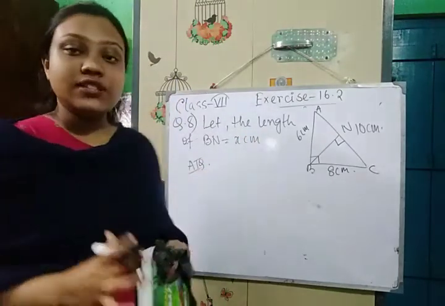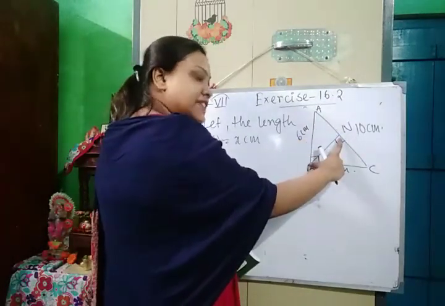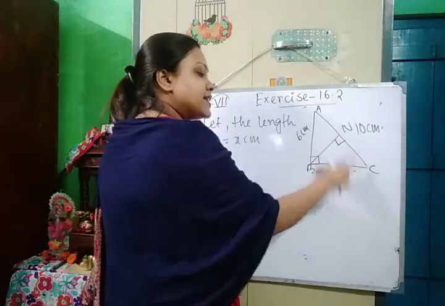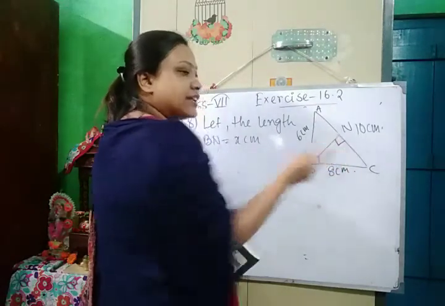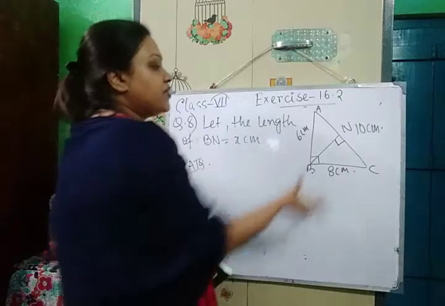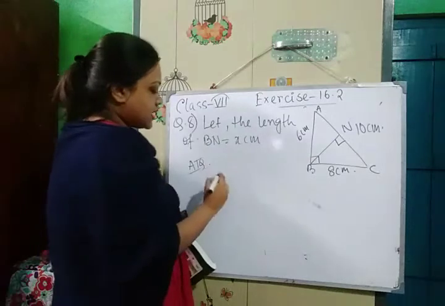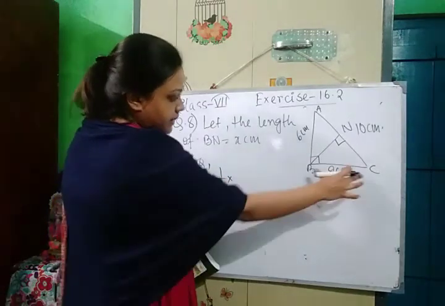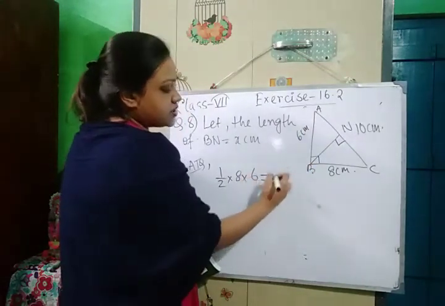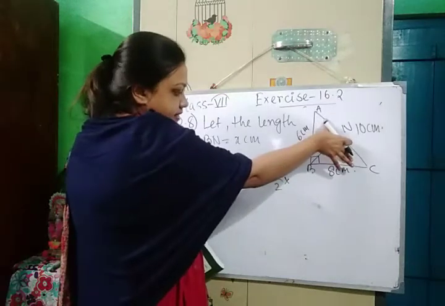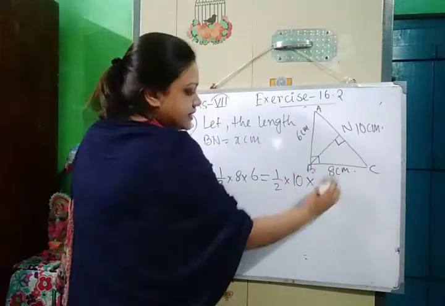Okay, in case of this triangle, half into this base into this height will be same as half into this base into this height. Means in both the formulas, half into base into height, we will get the same areas. So according to the question, half into base BC means 8 into height 6 equals to half into this base AC. This is BC, this is AC. AC is 10 and height is x.